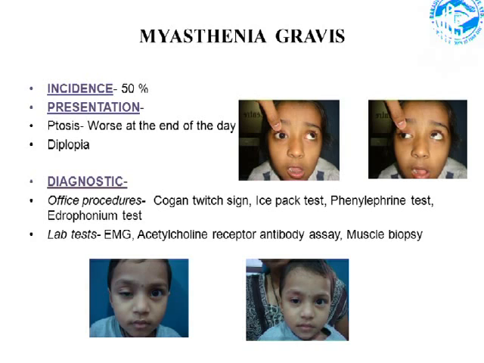In the condition of myasthenia gravis, almost 50% of myasthenia gravis patients do present with ptosis. The ptosis typically gets worse at the end of the day, and the patient has diplopia also. The most commonly used diagnostic procedures involve Cogan's sign or ice pack test or phenylephrine test or an electrophysiology test. Wherever the facility is available, we can think about doing EMG also.